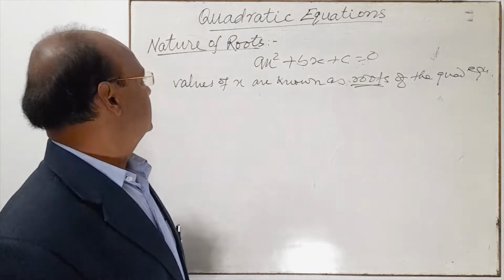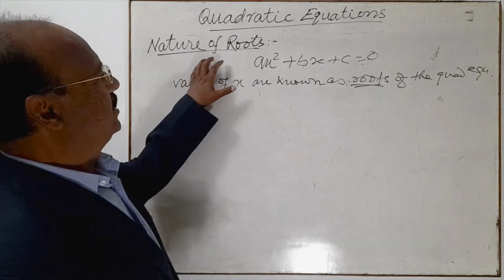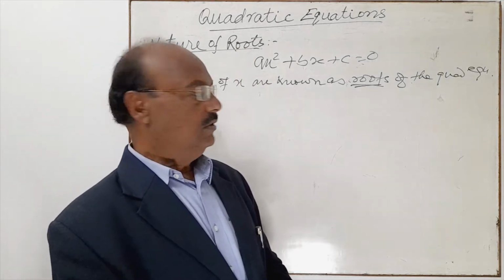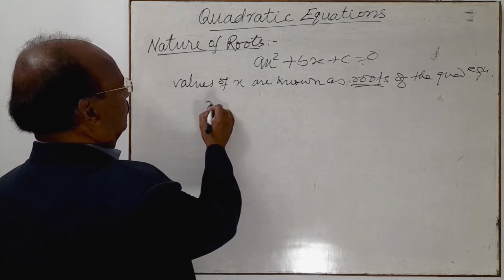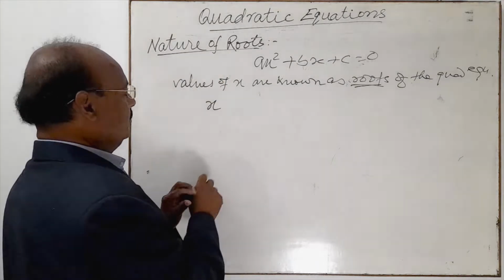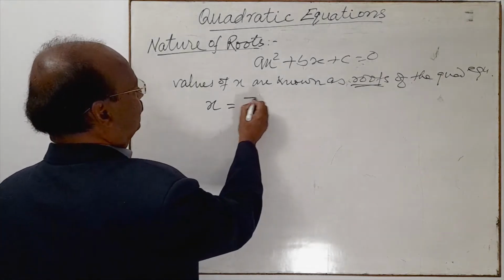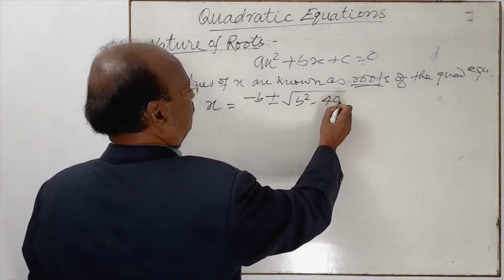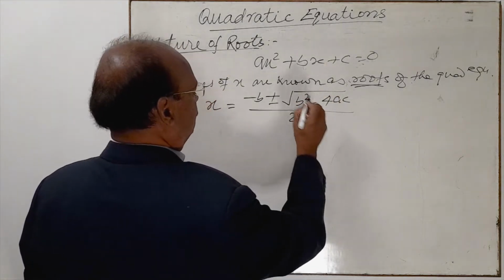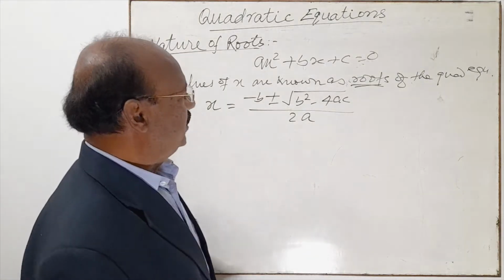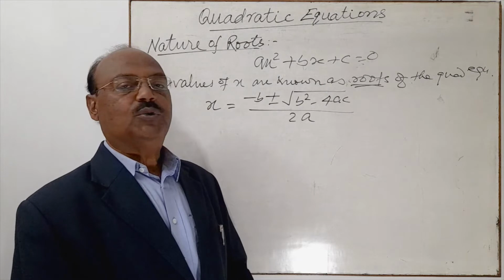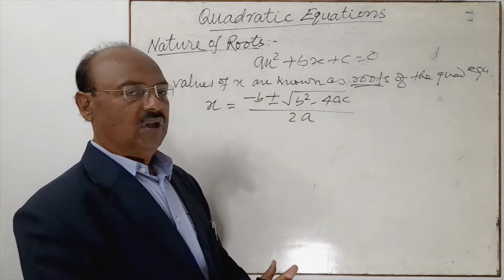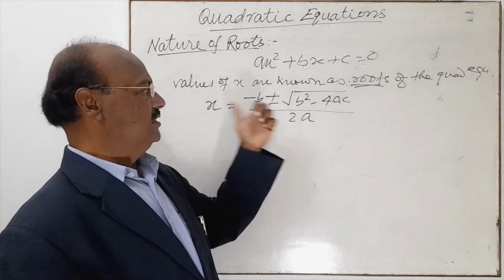So here we will discuss how to decide nature of roots. So nature of roots will be decided with the help of the formula which is known as quadratic formula. This is x is equal to minus b plus minus root over b square minus 4ac upon 2a. As we know, a quadratic equation has maximum two roots. One root we get when we use this plus sign, and another root when we use this negative sign.